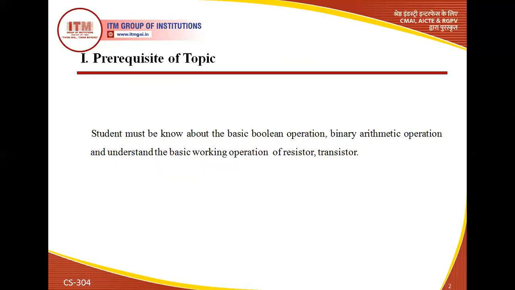This is the prerequisite. It means that the student should have knowledge of Boolean operations and binary arithmetic operations, and should also know the working operation of the resistor and the transistor for switching circuitry. These are the essential terms required from the learner. A student has to know these fundamentals about Boolean operations and binary arithmetic operations.